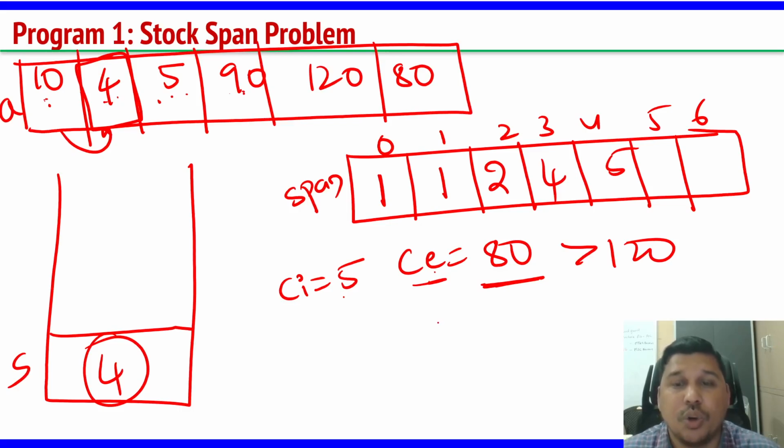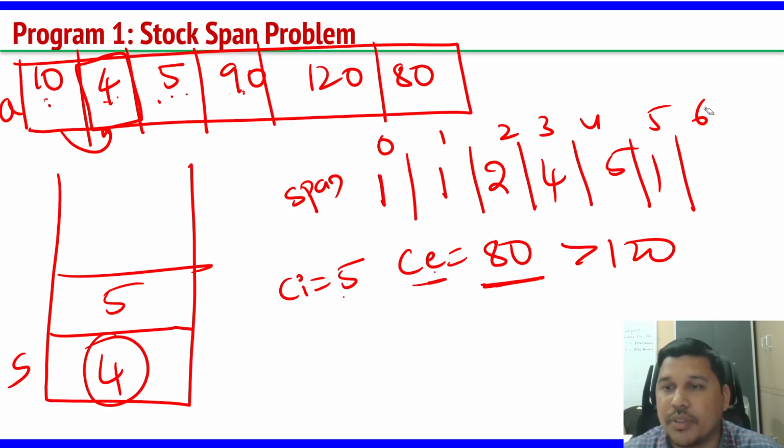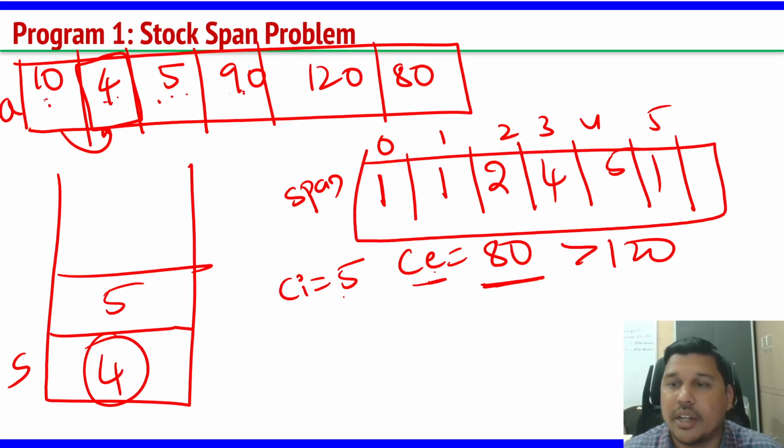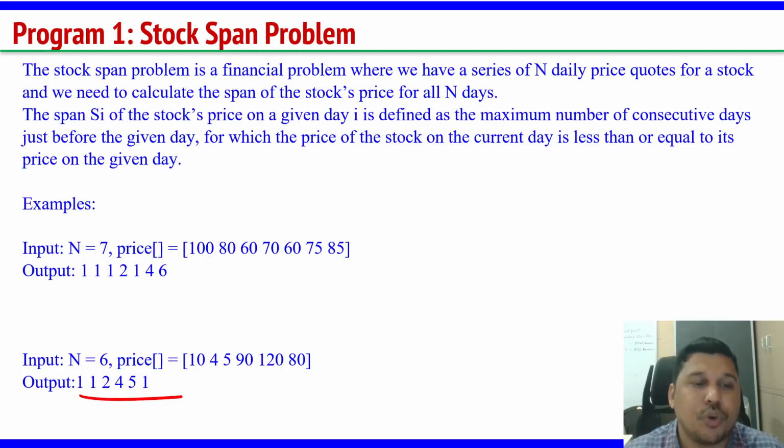When it is not true, what do I have to do? I have to just place 1 here, and you can push that element onto the stack. So 80 comes here. That is, index 5 comes here. That's it. Sorry, this was not there. Only this was our array. So we got the elements as 1, 1, 2, 4, 5, 1.